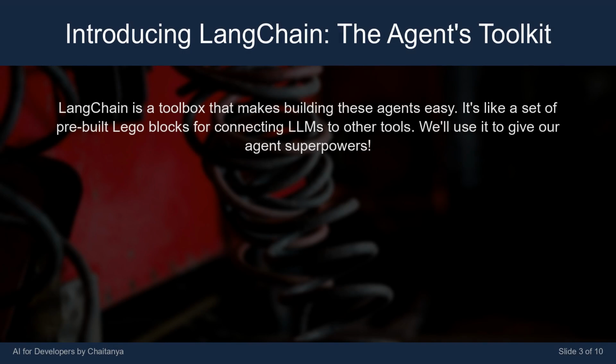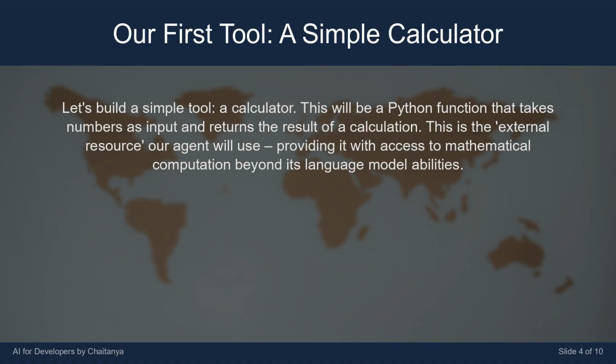LangChain is a toolbox that makes building these agents easy. It's like a set of pre-built Lego blocks for connecting LLMs to other tools. We'll use it to give our agent superpowers. Let's build a simple tool, a calculator. This will be a Python function that takes numbers as input and returns the result of a calculation. This is the external resource our agent will use, providing it with access to mathematical computation beyond its language model abilities.